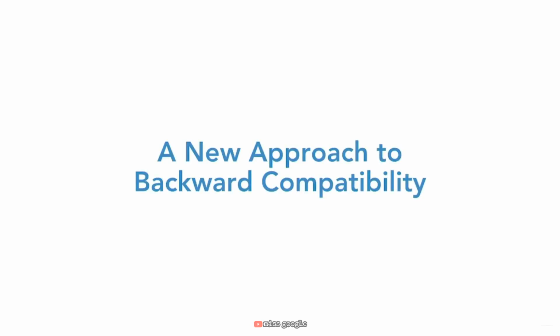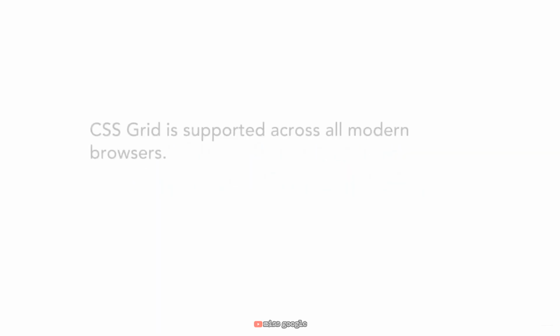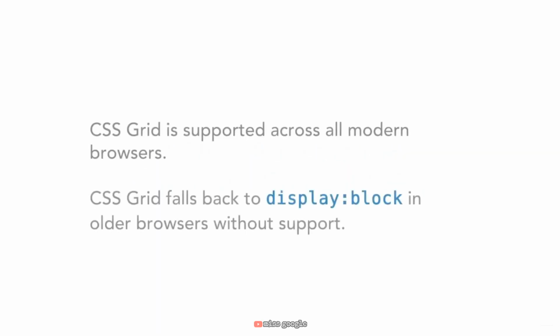CSS Grid is cutting-edge technology, and though browser support is there for modern browsers, it is non-existent for older browsers. This is a classic blocker for any new web technology. If it doesn't work everywhere, designers and developers are reluctant to use it anywhere. I want to change that.